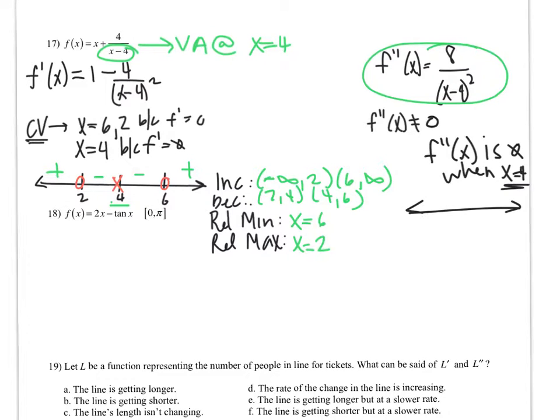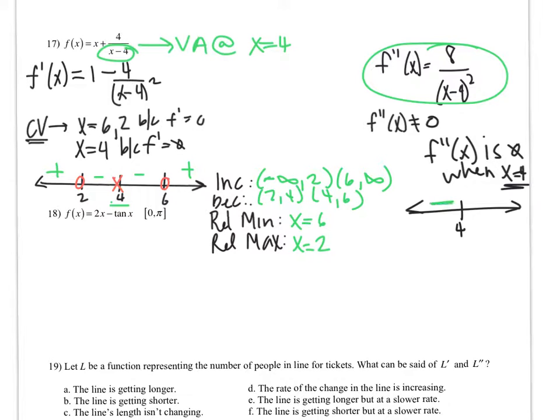Now, x equals 4 cannot be a point of inflection mainly because there's no point at x equals 4. X equals 4 is a vertical asymptote. It's not going to be a point of inflection, but we will be able to see where it's concave up and concave down, and that will help us when we start to graph these. So at x equals 4, we have undefinition.